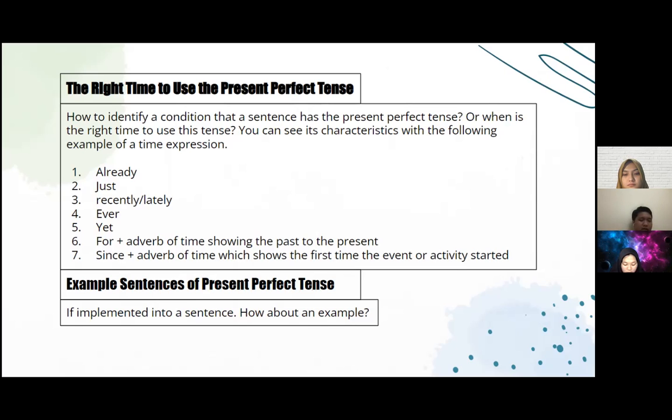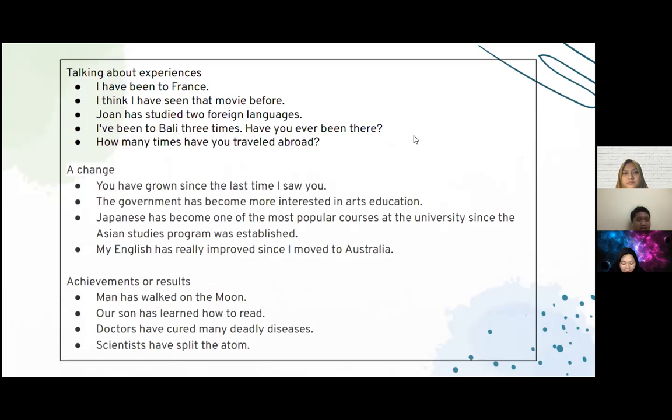The next point, example sentences of present perfect tense. If implemented into a sentence, how about that? Example, talking about experience: I have been to France, or I think I have seen that movie before. Joan has studied two foreign languages. I've been to Bali three times.